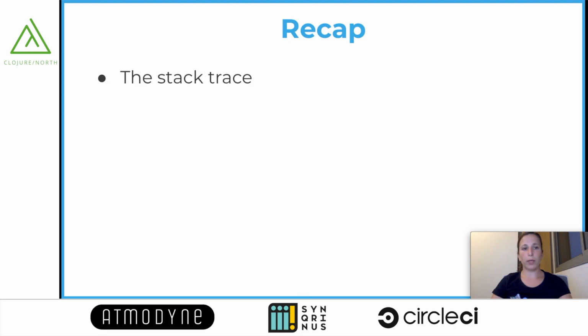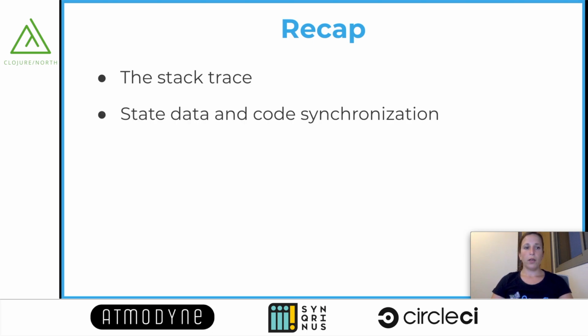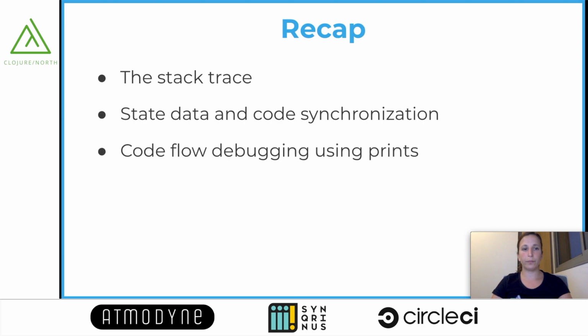So to recap what we talked about, we started with the stack trace and how we can use it and where it's stored, and how we can understand the problematic flows and solve them fast. We talked about synchronization and how we can keep our data and code synchronized without stopping the REPL and starting it again, and keep our workflow fast and productive. We talked about code flow debugging and how we can use such a simple tool like prints in order to get better insights on how the code flow is going.